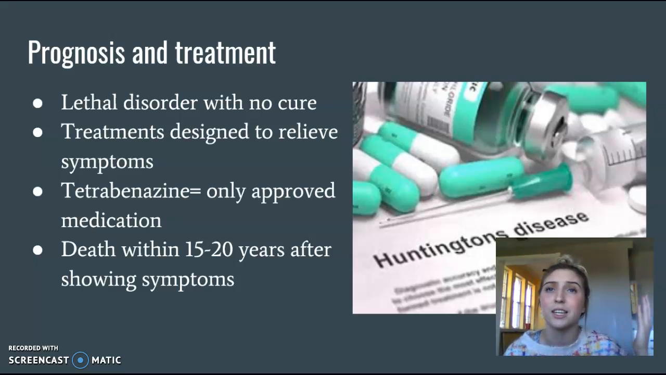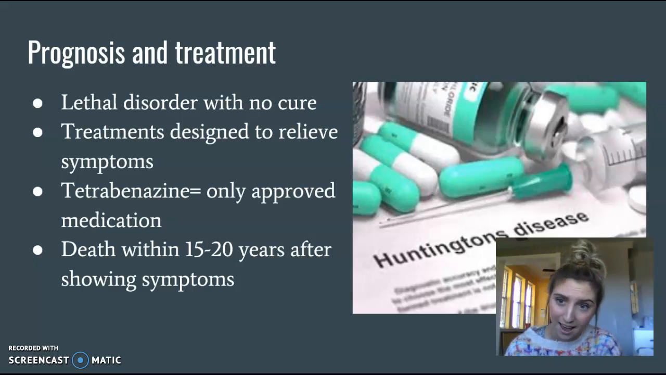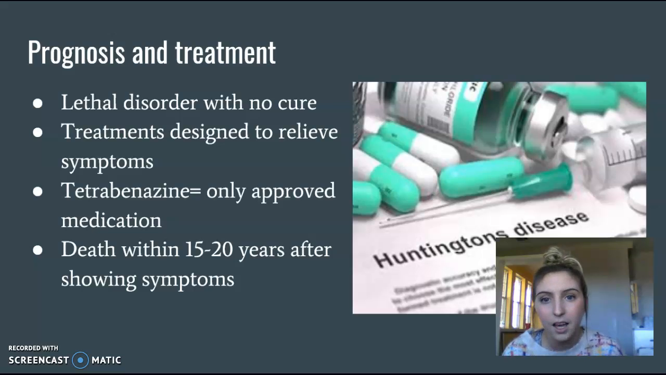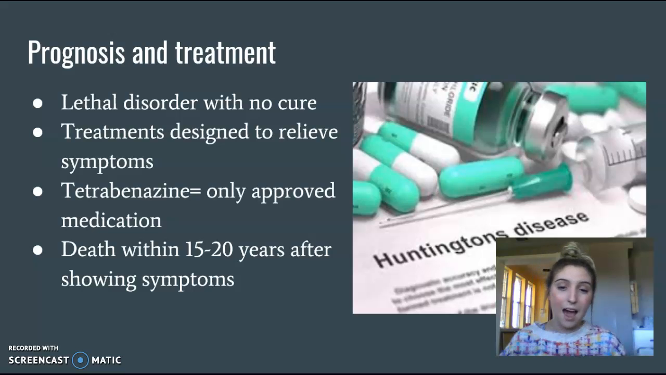Right now, as I mentioned, the gain of function is toxic. This is a lethal disorder. There are treatments designed to relieve symptoms. Tetrabenazine is the only approved medication worldwide, which obviously, like I said, there is no cure, so it's only to help with the symptoms, and death is approximated between 15 to 20 years after showing the symptoms. So an adult may be 40 when they start developing these symptoms. So they have almost a 20-year lifespan when they start showing those symptoms. So this doesn't mean at 20 years old it's over even if you don't show symptoms. No, this is 15 to 20 years after.